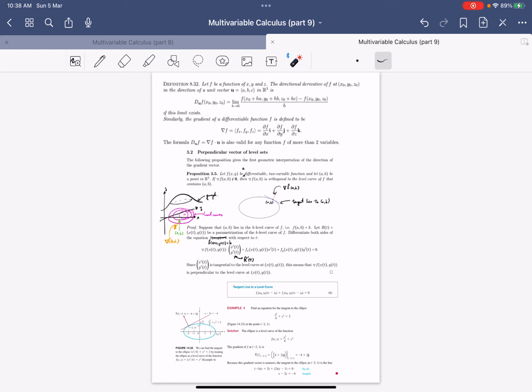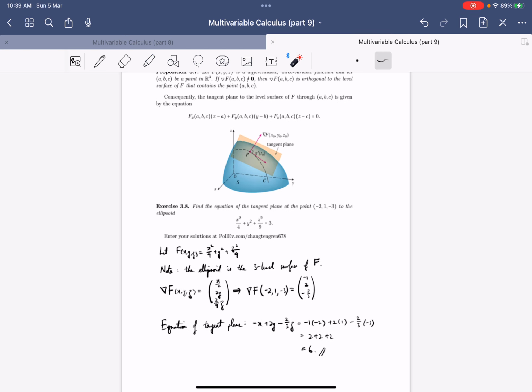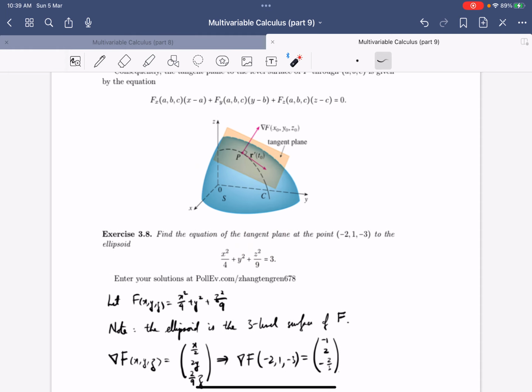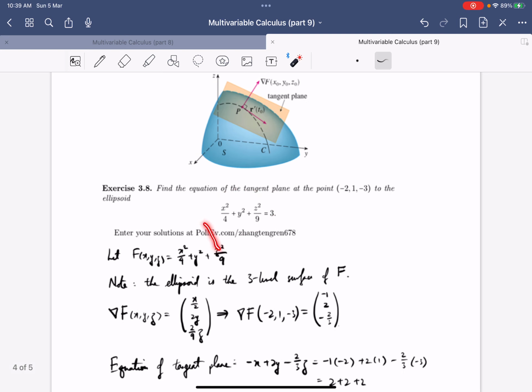So I hope this is clear, and you can look through this video again if you need more understanding. Moving on, if you want to do it in 3 variables, you can also do it in 3 variables, and it is a very analogous statement. Let's say we want to calculate the tangent plane to this ellipsoid.